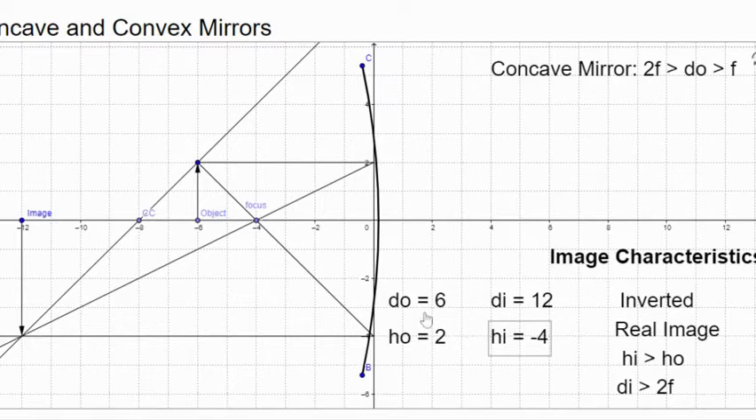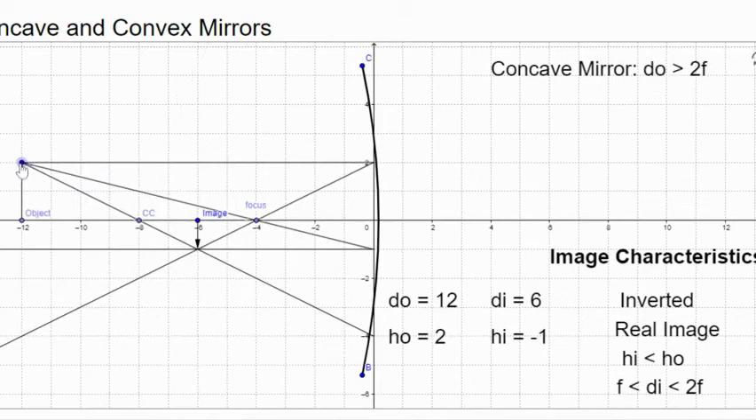Notice what happens when DO is 6, DI is 12. That's for a focal length of 4, of course. When DO is 6, DI is 12. If you wanted to right now, you could work out that math. Take your mirror equation, plug in 6 for DO and 12 for DI, and I think you'll see that 4 will be your focal point, your F. All right? Now watch what happens when I move the object out to 12.